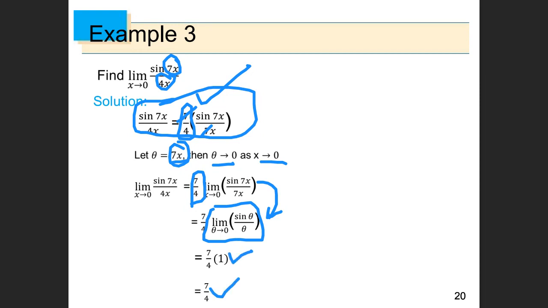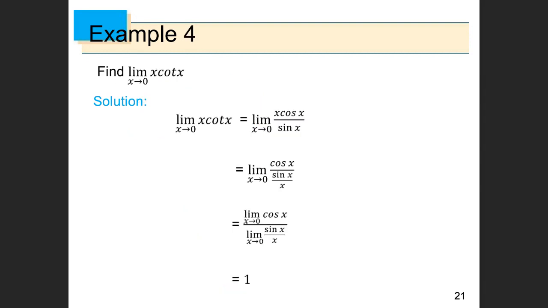Guys, please, don't do this in my test or in my quiz. You're quick to say it equals 1. No, you must check this piece that I circled: the 7x is not equal to 4x. So start by balancing that before you think of the special limit. All right, let's keep going.